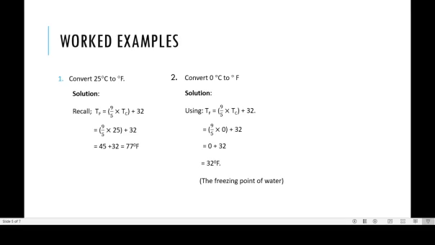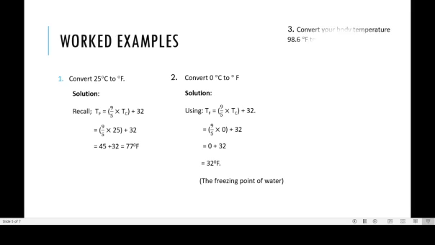You recall the equation. You are converting Celsius to Fahrenheit just like you did in number 1. So we are going to use the same formula, and our degrees Celsius is 0, given from the question. All you need to do is to substitute. That will now be 9/5 times 0 plus 32, and that will give you 0 plus 32, and that is 32 degrees Fahrenheit, which is the freezing point of water.